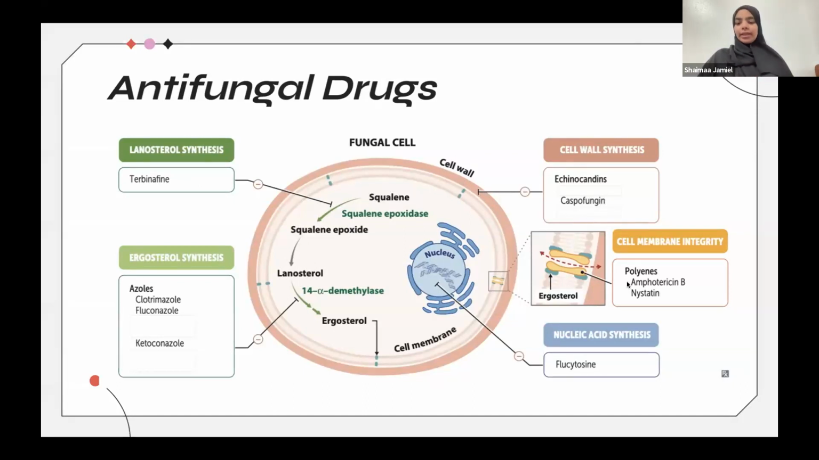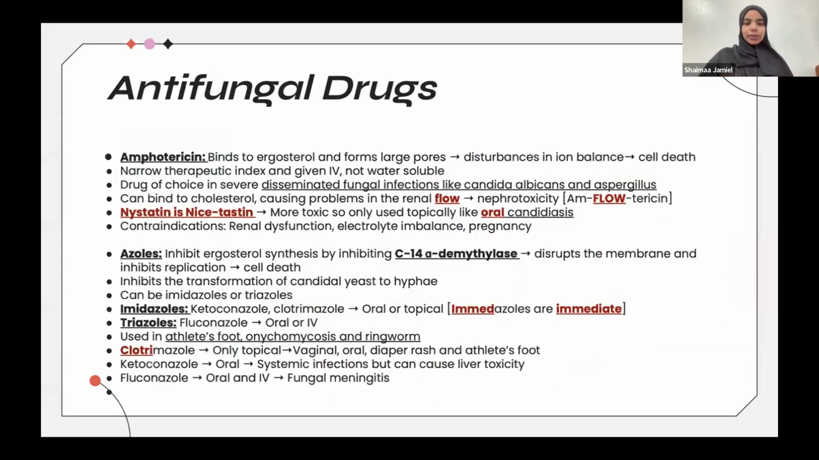They end with fungin. And then basically the polyenes bind to the ergosterol itself and cause pores. This is by polyenes, which are amphotericin B and nystatin. And then for the nucleic acid synthesis, we have flucytosine, okay, which is going to inhibit the nucleus, and we're going to go into each of them.